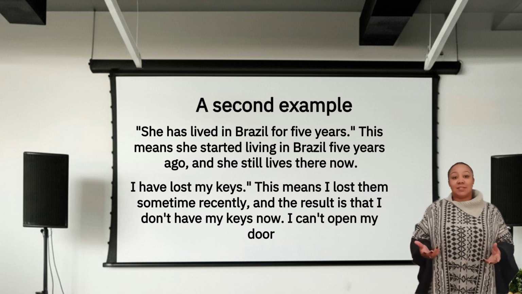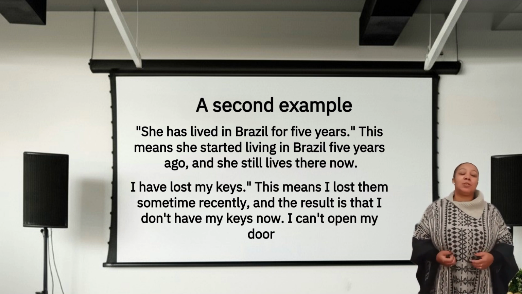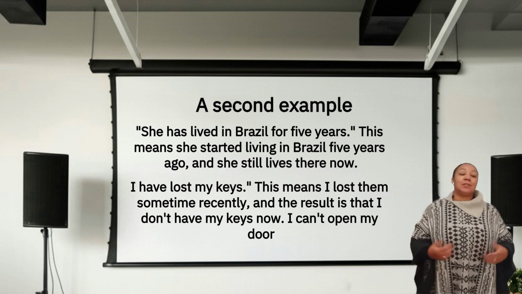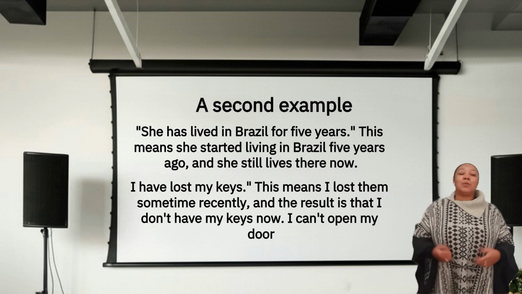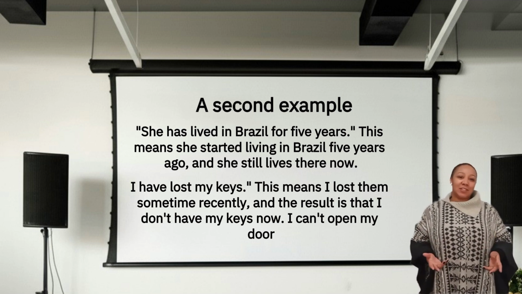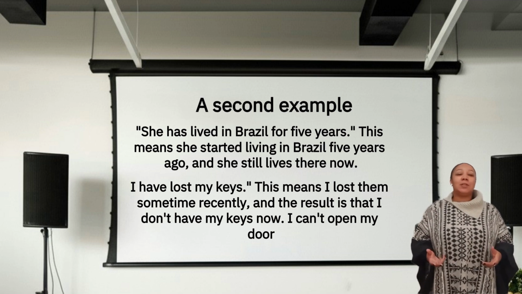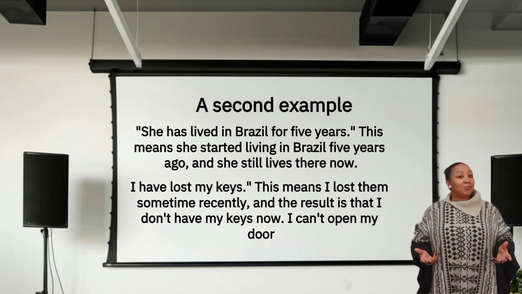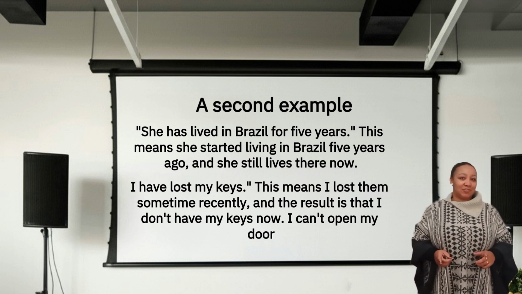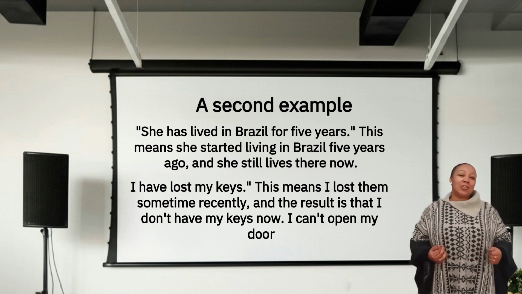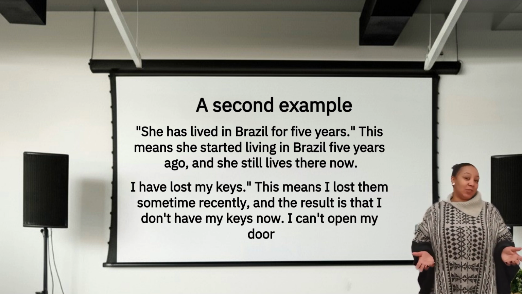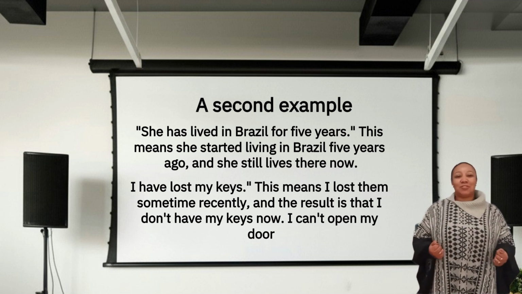What if I said she lived in Brazil for 5 years? What's the difference? That would mean she lived there for 5 years, but she doesn't live there anymore. It's finished. So it would be simple past, not present perfect. Fantastic. You've got it. She lived in Brazil means it's over. She has lived in Brazil means it's still ongoing.